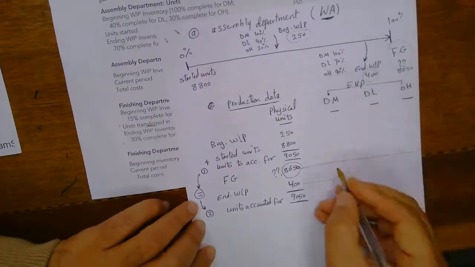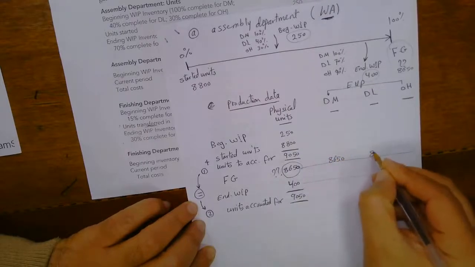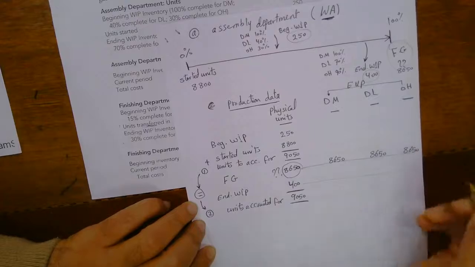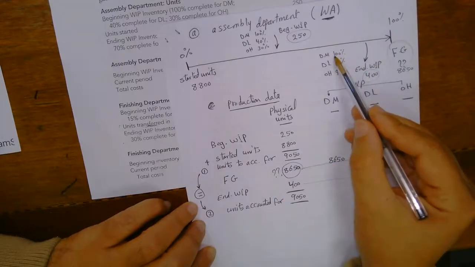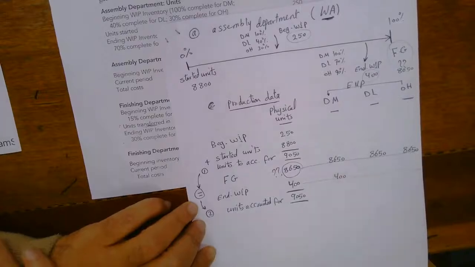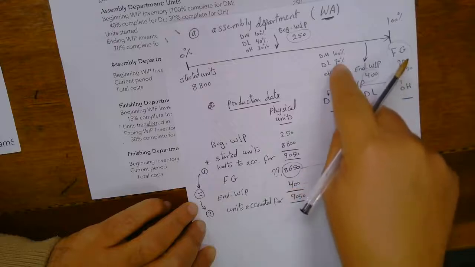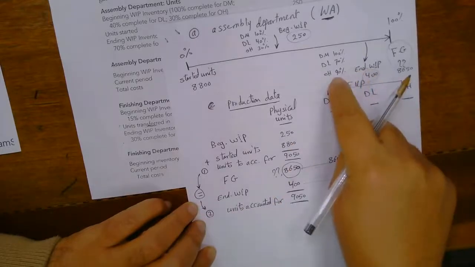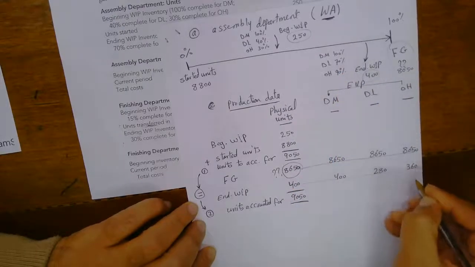So direct material is completely 8,650. Direct labor 8,650. Overhead 8,650. Ending work in process is 100% complete of direct material, so we take the total number. 70% complete of direct labor, so from direct labor 400 times 70% equals 280. Ending work in process 90% complete of overhead, so 400 times 90% equals 360.